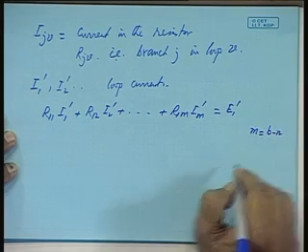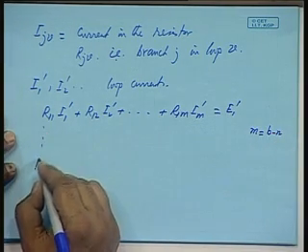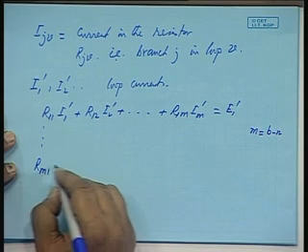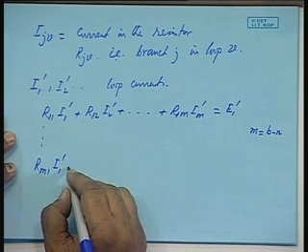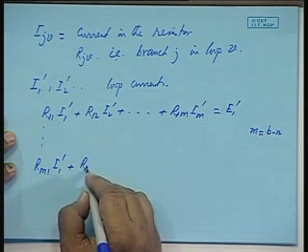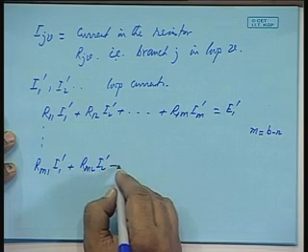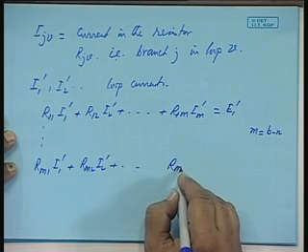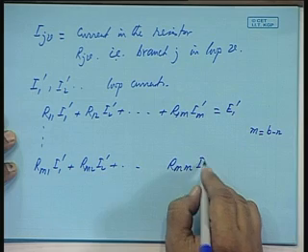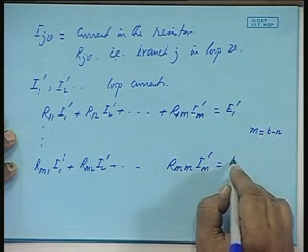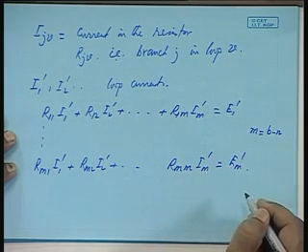minus n. So, like this we will have Rm1 I1 dashed plus Rm2 I2 dashed and so on, Rmm Im dashed equal to Em dashed. Okay.